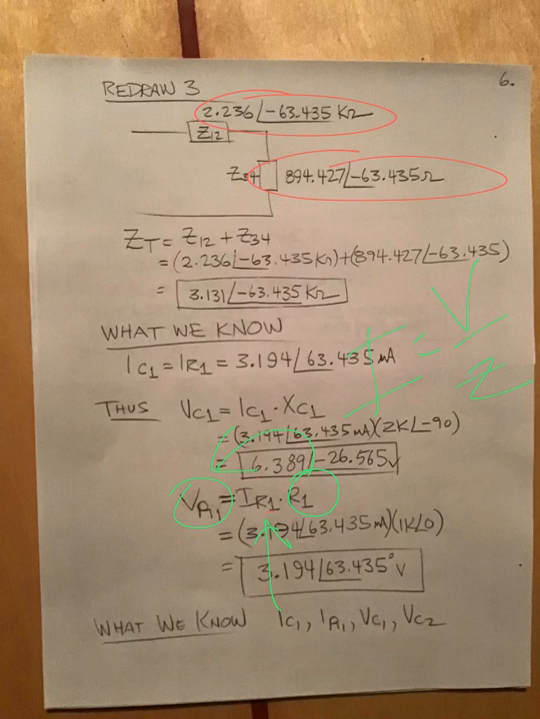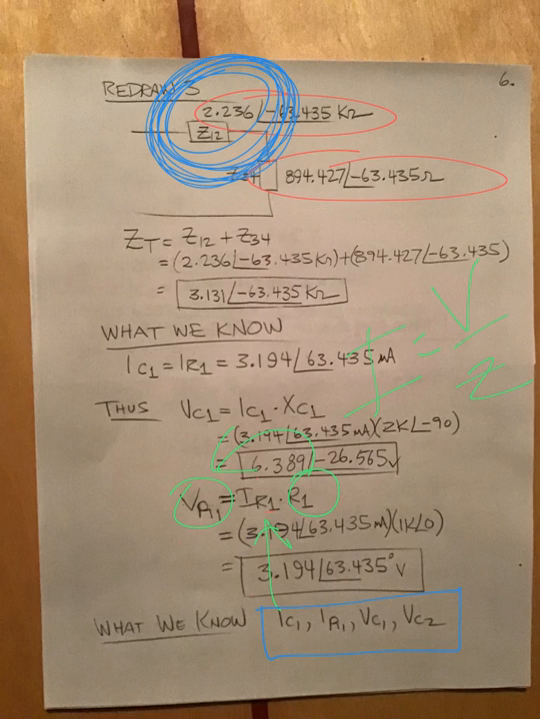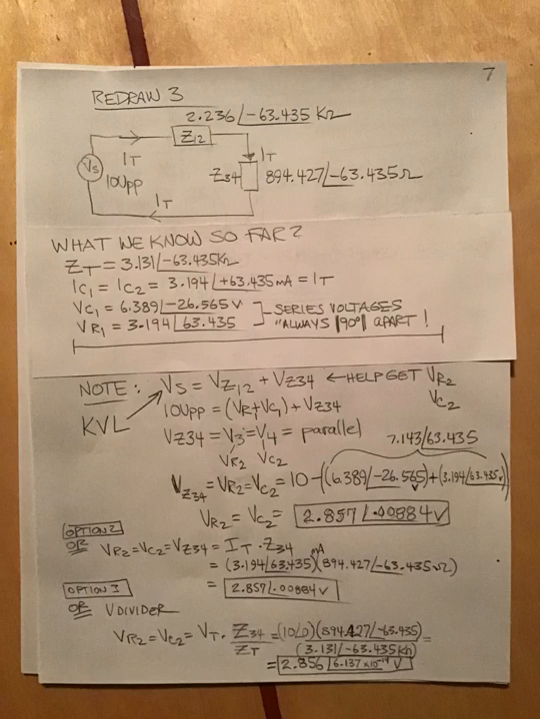Okay? So, in summary, here's what we know so far. We know everything about resistor 1. We know everything about capacitor 1, which is bundled up inside this blue circle that I keep running up at the top, the tornado. All that information is bundled up there. Okay, next slide.